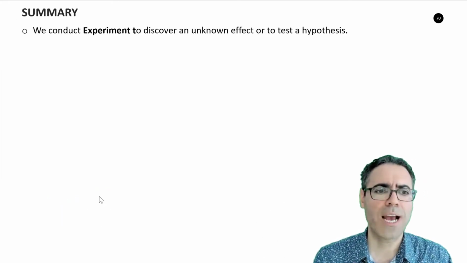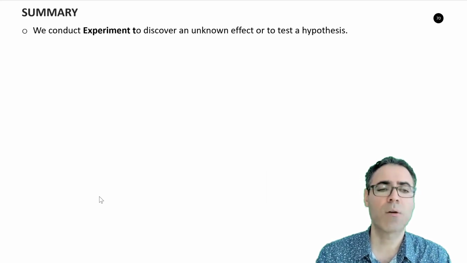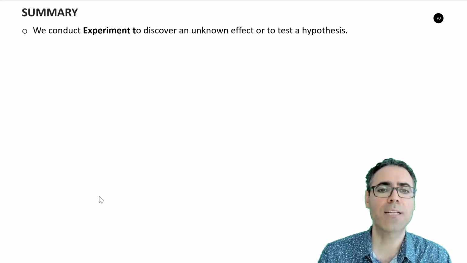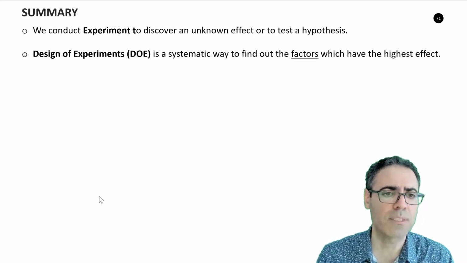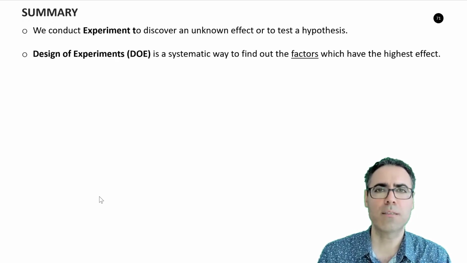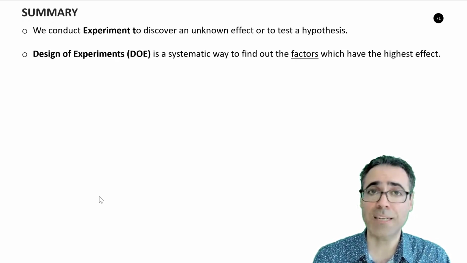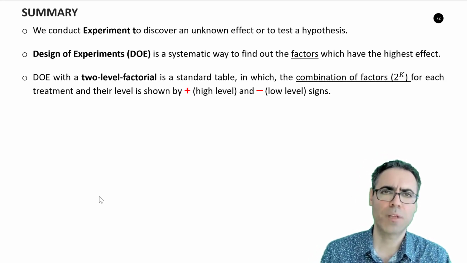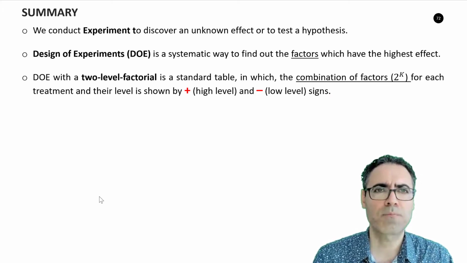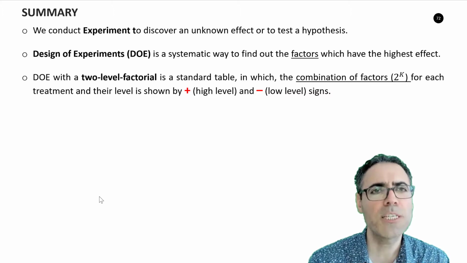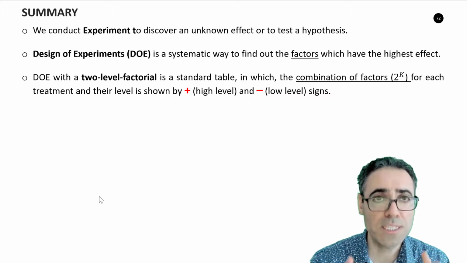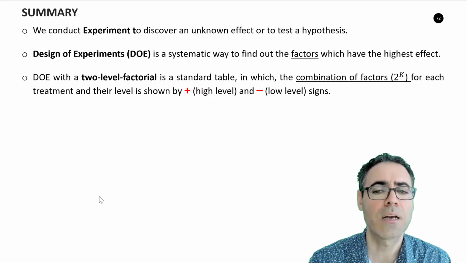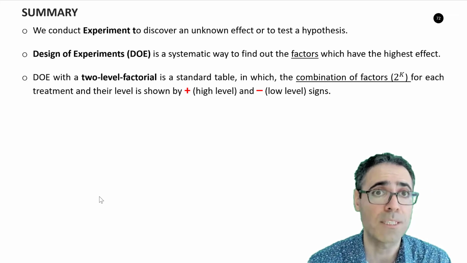So let's summarize what we had. We conduct an experiment to test a hypothesis and to check the effect of unknown parameters. DOE is a systematic way that tells us which factors need to be tested and which factor is more efficient. It provides a procedure, let's put it that way. It gives us a table of a test. How should we change the parameters or combination of parameters?